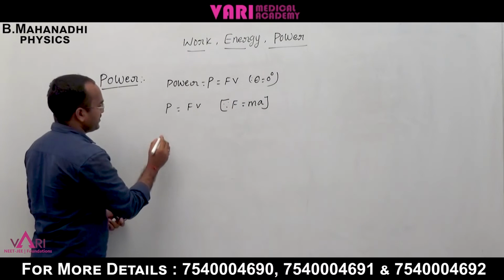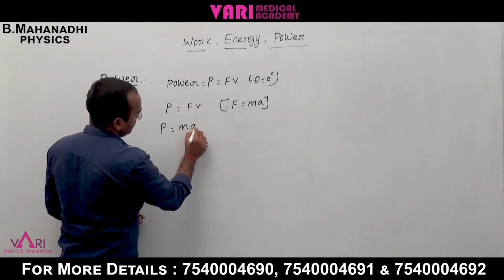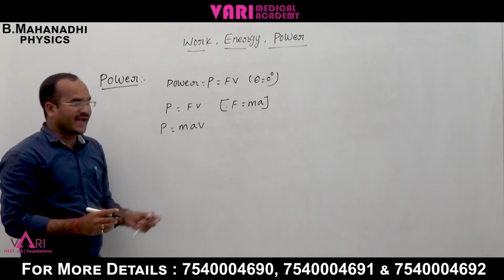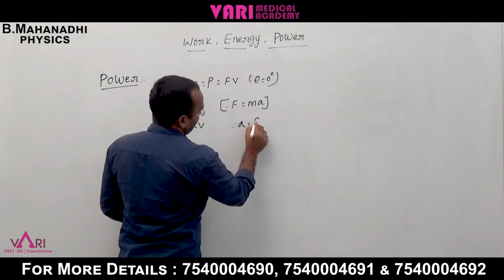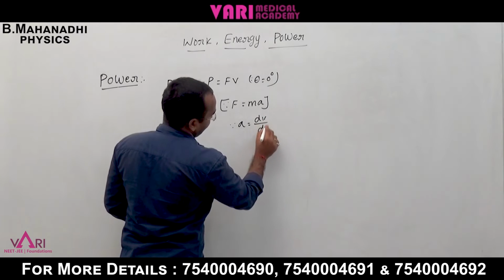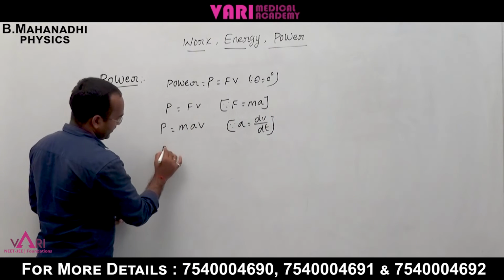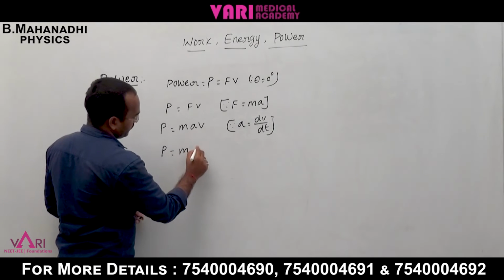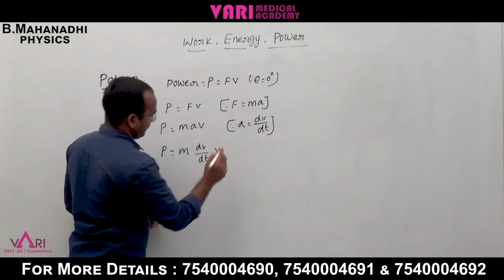Now F is replaced by ma, substitution. P equals m into a into v. Generally, acceleration is equal to dv by dt. Now substituting acceleration here, power equals m into dv by dt into v.